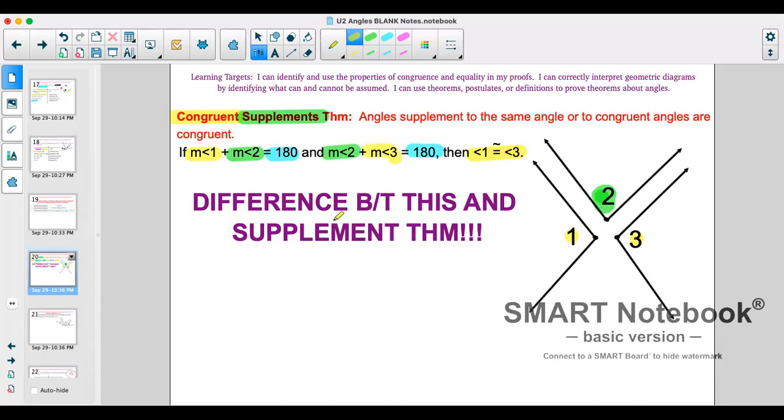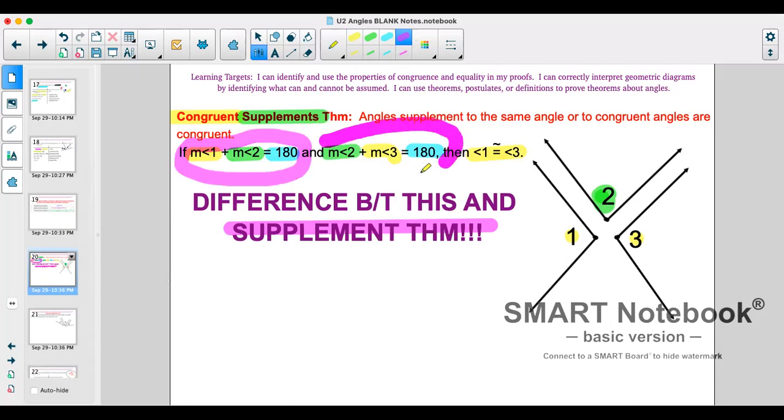Now, what's the difference between this and the regular supplement theorem? The regular supplement theorem just says this angle plus this angle adds up to 180 degrees. That's the regular supplement theorem, or the definition of supplementary angles, depending on how strict your instructor is. The congruent supplements theorem says I can take two of these statements. If they have anything in common, like angle 2 and angle 2 are the same, then I can jump right to angles 1 and 3 being congruent.